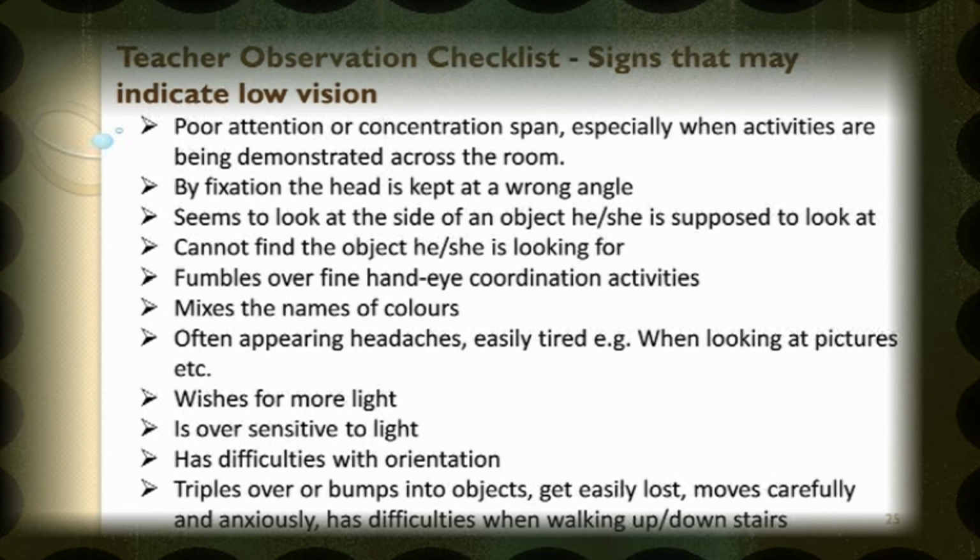Often complains of headaches, easily tired, for example when looking at pictures. Wishes for more light. Is oversensitive to light. Has difficulties with orientation. Trips over or bumps into objects, gets easily lost, moves carefully and anxiously, has difficulties when walking up or down stairs.